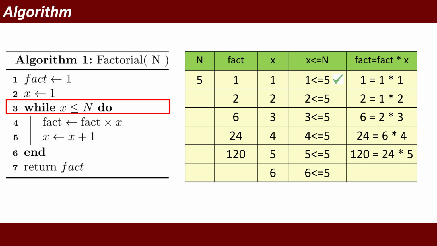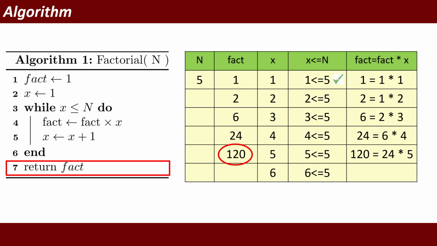Then it will check the condition again. 6 is less than or equal to 5, that is wrong, meaning 6 is not less than or equal to 5, so the body of the loop will not be executed. Then it will move to the last statement after the body of the loop, that is statement number 7, return fact. It will return the number 120. From wherever you call this function, at that place it will return this value 120.